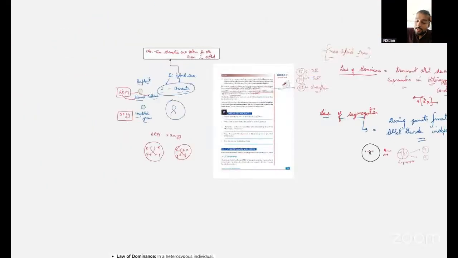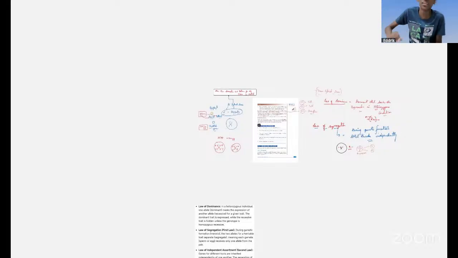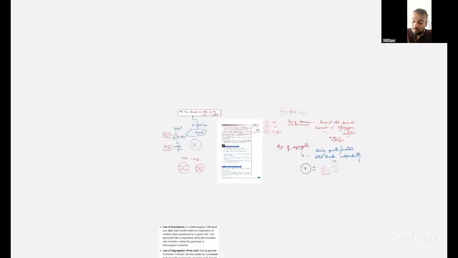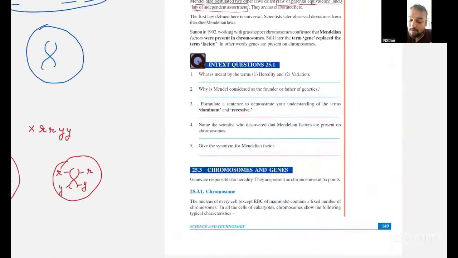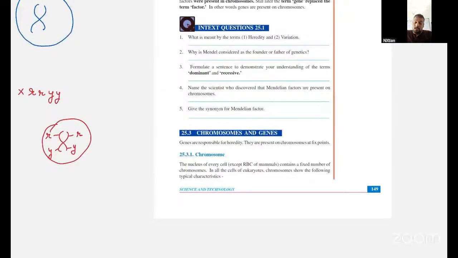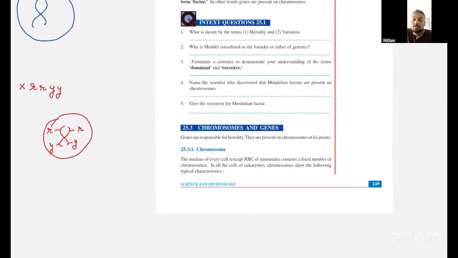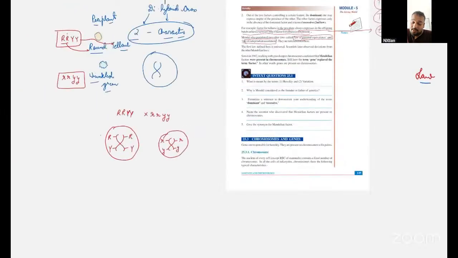So you got these three laws: the law of dominance, the law of segregation, and the law of independent assortment. Done, sir. Got it. Okay. Now we'll go to the next part, which is chromosomes and genes. We are not talking about genes like Wrangler or Levi's, we are just talking about the chromosome genes. Sorry for that.